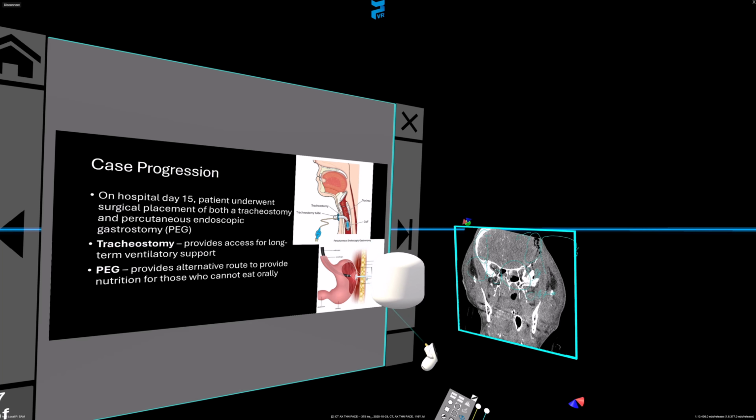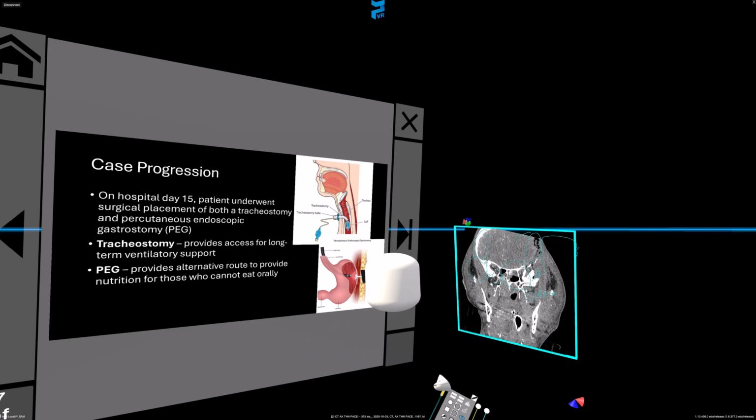For further case presentation, on hospital day 15, the patient underwent surgical placement of both a tracheostomy and a percutaneous endoscopic gastrostomy, or PEG tube. These items are incredibly common in patients that have prolonged illness, have prolonged ICU stays, or have undergone catastrophic injuries or illnesses that result in them needing prolonged mechanical ventilation support and nutrition support.